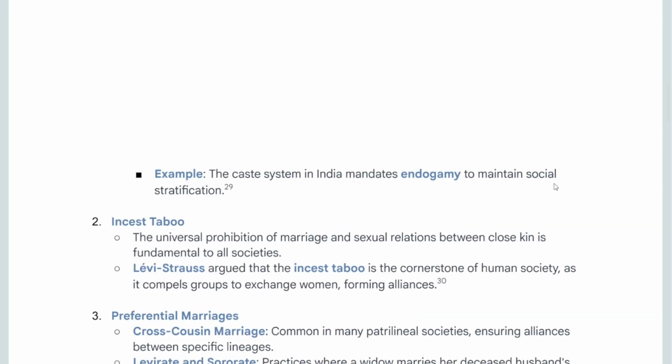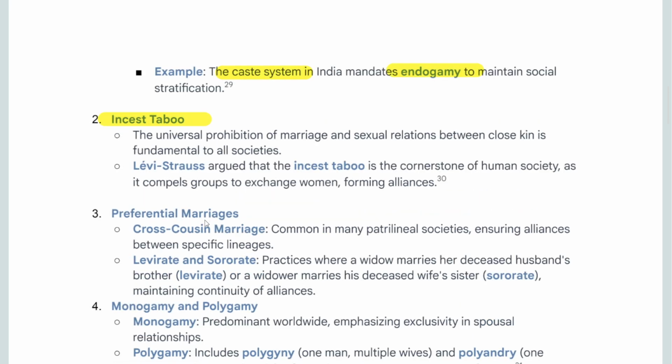But the real cornerstone for Lévi-Strauss, the absolute key, is the incest taboo. The universal rule against relationships with close kin. Universal, yeah. And he argued it's not just a moral rule, it's the fundamental starting point, the bedrock of human society. Wow, how so? That's a big claim that the incest taboo is the engine for society. Does that mean family is built more on strategy than biology?